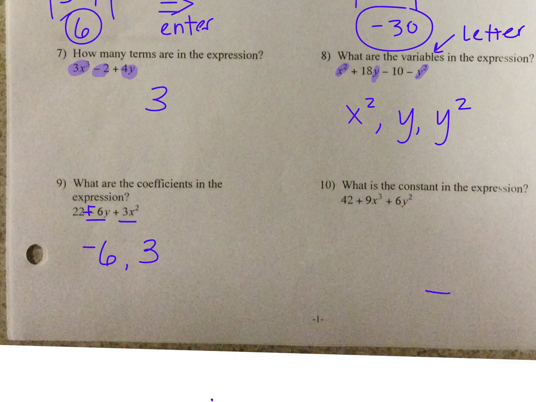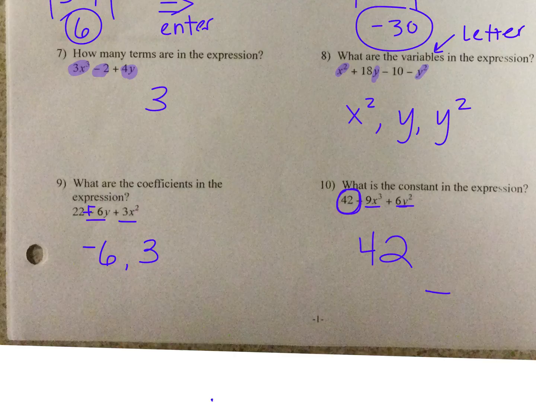10 is asking for a constant. The constant is just the plain old number. 42 is the only plain old number because the negative 9 is attached to the x, and x cubed, and 6 attached to the y.